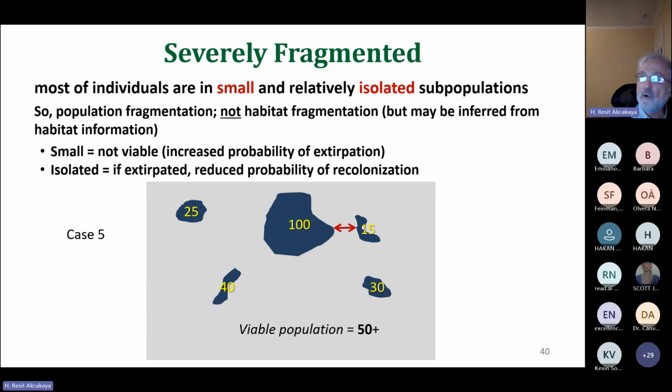Now, if these two are connected with dispersal, then again, this is not severely fragmented because this 15 is no longer small and isolated. It is small, but it's not isolated. So the number of individuals in viable or connected populations is 115, and the number that is in populations that are both small and isolated is 95. So again, more of the individuals are in viable or connected populations. So this is not severely fragmented.